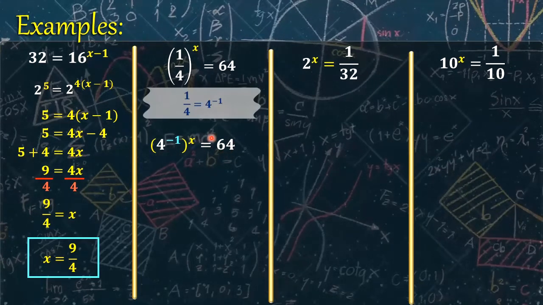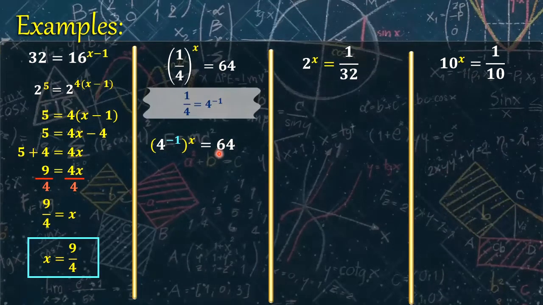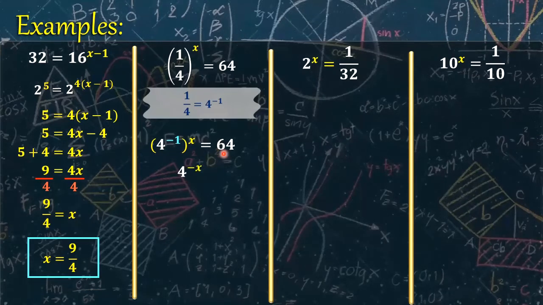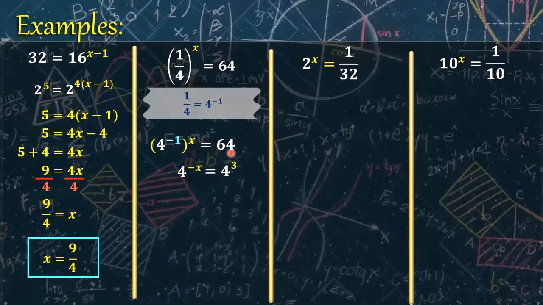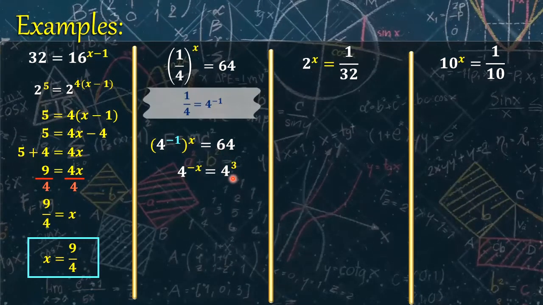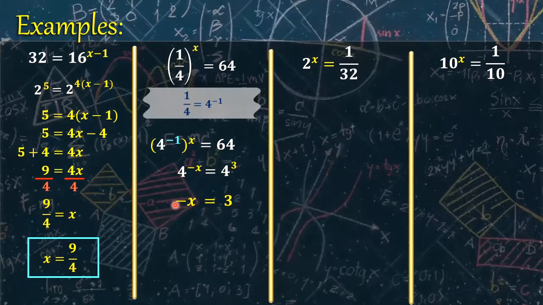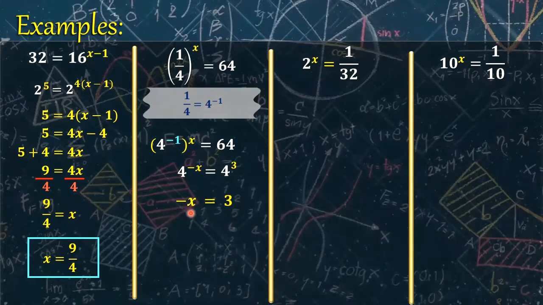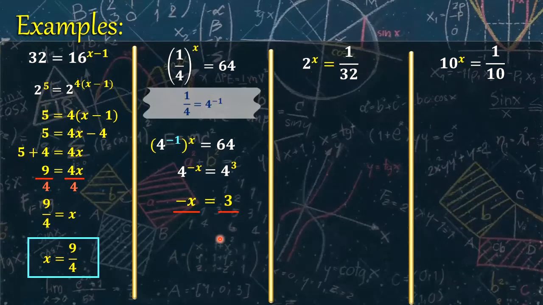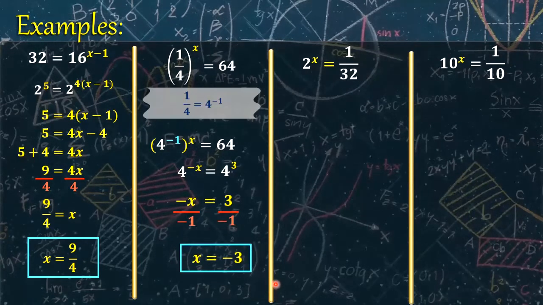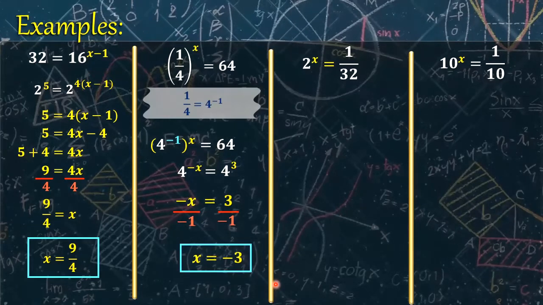So the base on the left side is 4. So we need to change 64, or express 64 in exponential form with a base of 4. So the exponent is 3 because if we simplify this one, the result is 64. So the same na taong base, solve for x, copy the exponent. We have here negative x equals 3. Since the sign of our variable is negative, we need to divide both sides by negative 1 to make it positive. Therefore, the answer is x is equal to negative 3.